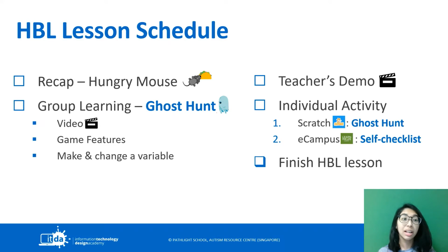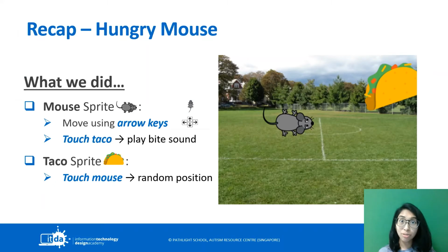So let's take a look at our project that we did previously. Let's do a quick recap on Hungry Mouse. What we did previously was this very cute game that allowed us to move a mouse sprite using arrow keys. And this mouse, when it touches the taco, will play a bite sound. There's a lot of interactions happening in this project. What else? We have a taco sprite. The taco sprite, when it touches the mouse, changes to a random position. So let's take a look at how this game works.